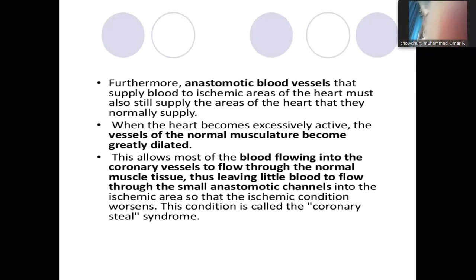Furthermore, the anastomotic blood vessels that supply blood to ischemic areas of the heart must also still supply the areas of the heart that they normally supply. When the heart becomes excessively active, the vessels of the normal musculature become greatly dilated. This allows most of the blood flowing into the coronary vessels to flow through the normal muscle tissue, thus leaving little blood to flow through the small anastomotic channels into the ischemic area, so that the ischemic condition worsens. This condition is called coronary steal syndrome.